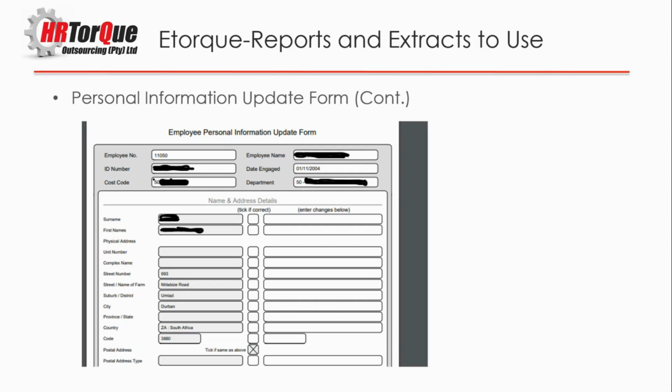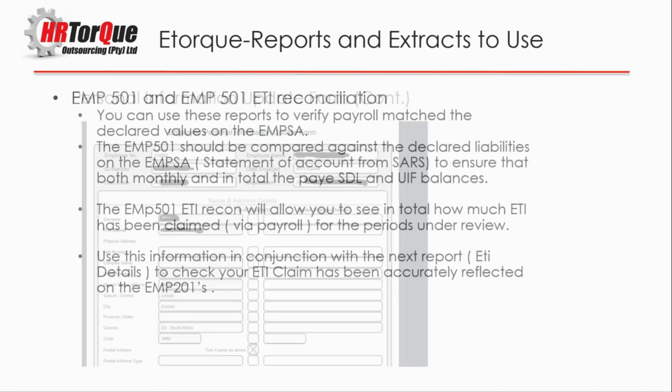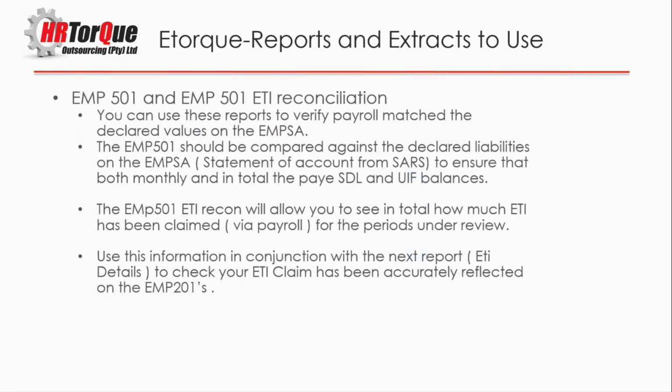If we're running this on the 29th of May, we've got bigger fish to fry. The EMP501 and the EMP501 ETR reconciliation. You can use these reports to check that your declared values, in other words, your EMPSA, match on the EMP501 that's been generated from the payroll system. This will also allow you to check your ETR and check that you've claimed that the payroll has the same values of ETR as what you have on your 501 and therefore the EMP201s.